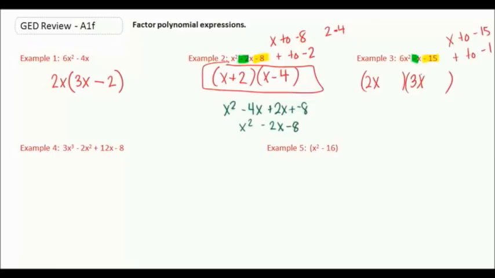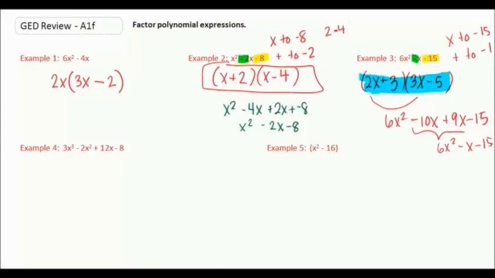Okay, let's try 3 and -5 and see if that works. 2x times 3x is 6x squared. 2x times -5 is -10x. 3 times 3x is 9x. And 3 times -5 is -15. And then these two together will give you your negative x. So this is the correct factored answer.